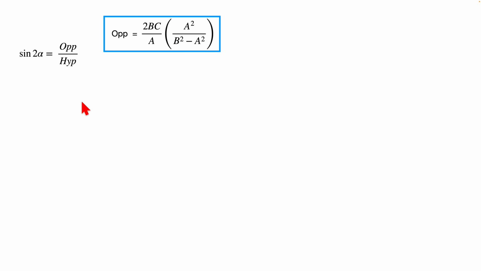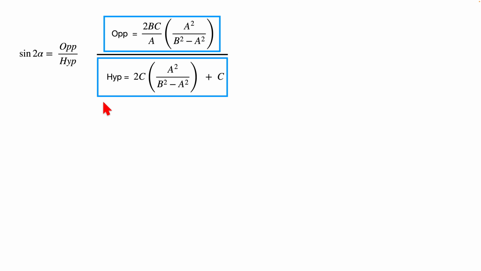Sine 2a equals opposite over hypotenuse, as we've decided. And the opposite is this, from 2 slides ago. This, we've just worked out, the hypotenuse is 2c a squared over b squared minus a squared. The good news is there's a c here, there's a c here, there's a c here. There's a c in everything. So we can remove that by dividing top and bottom by c.